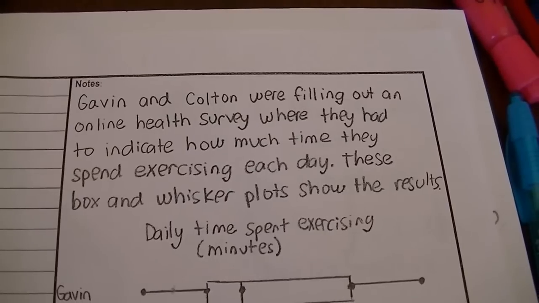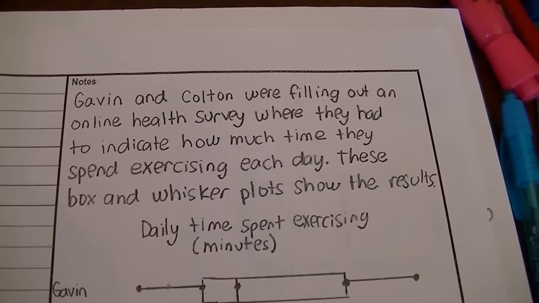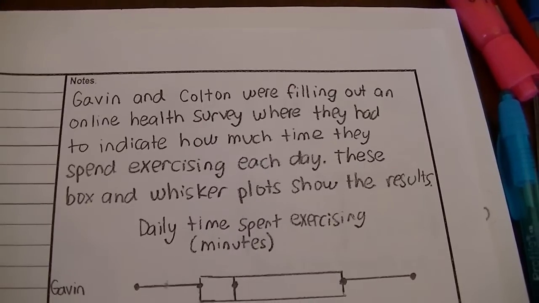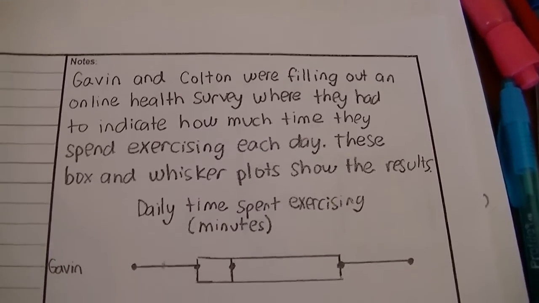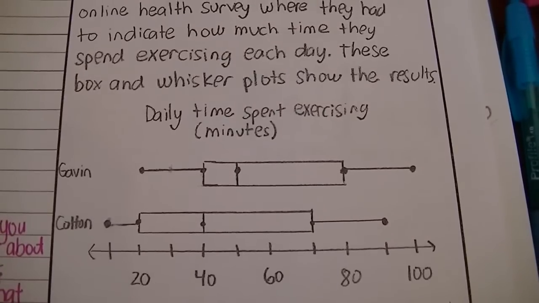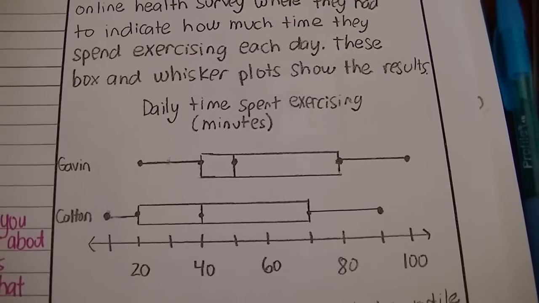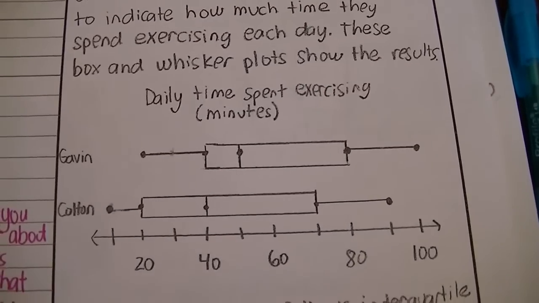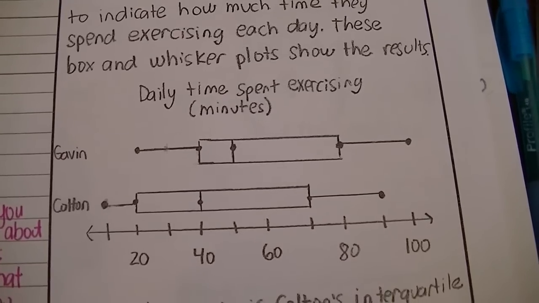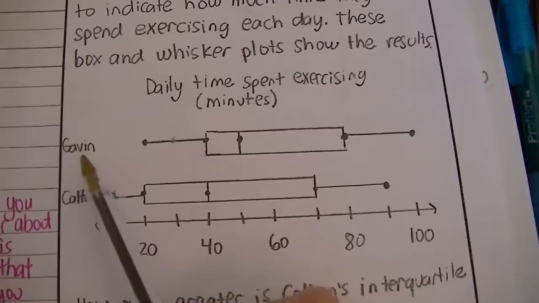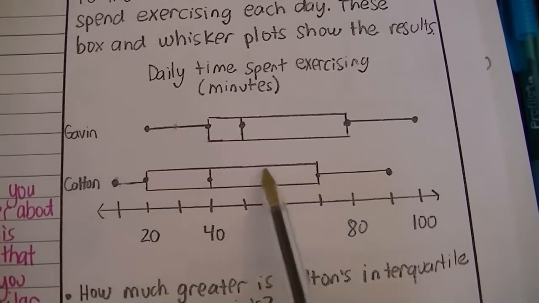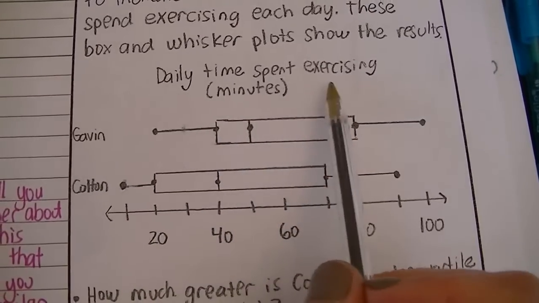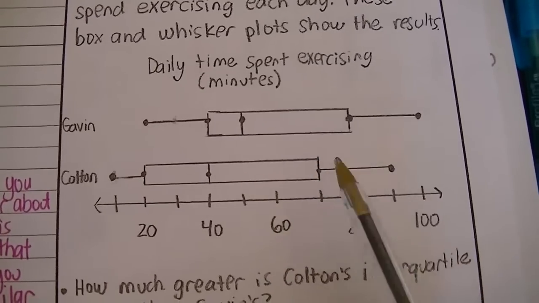Gavin and Colton were filling out an online health survey where they had to indicate how much time they spend exercising each day. These box and whisker plots show the results. So you'll see we have two box and whisker plots on the exact same number line. They often do this when they're comparing two different sets of data. And in this case, you have a set of data for Gavin and then a set of data that represents Colton. And it represents their daily time spent exercising in minutes.